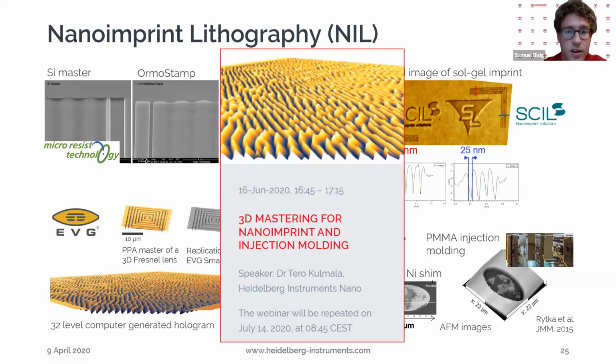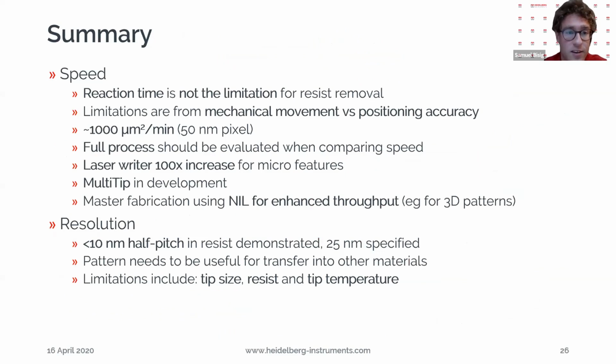Just to briefly summarize, for the speed, we are very fast with our reaction, the decomposition of the PPA in the microseconds regime. We optimized our actuation of the stages, and we are roughly operating at 1,000 micrometer squared per minute. You should always care about the full process, the full turnover of your whole pattern transfer, and not only the patterning itself. If you also consider the laser writer combination, the multi-tip or the nanoimprint, you can even increase your throughput beyond the NanoFrazor speed itself.